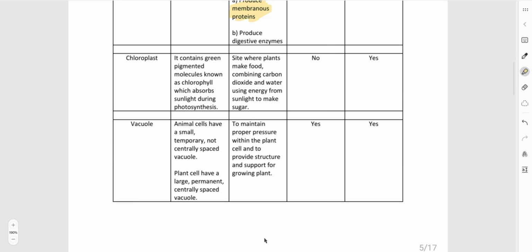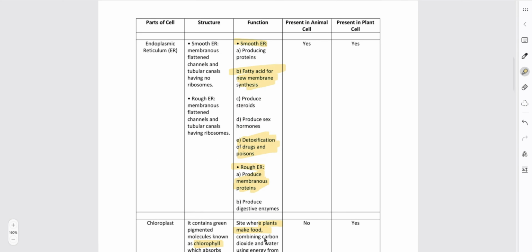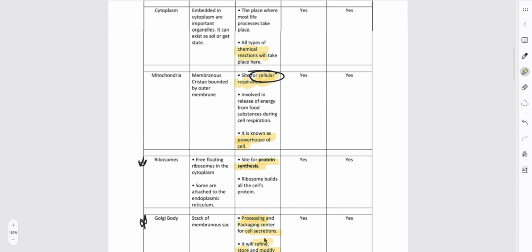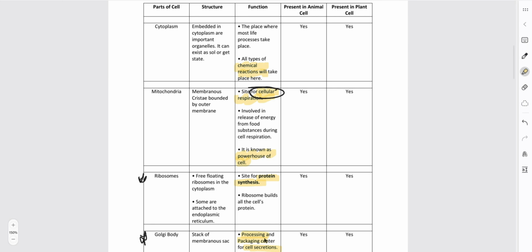Then we have the chloroplast, which contains a green pigmented molecule known as chlorophyll, where plants make food. And the vacuole. Over here we stated the function of the plant cell vacuole, that it maintains proper pressure and provides structure and support to growing plants. Right? So these are some of the organelles which I discussed, the function. And on the other side, you can see I've also labeled the structure, which we have to memorize.